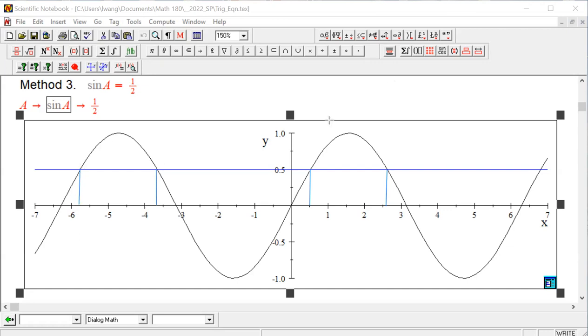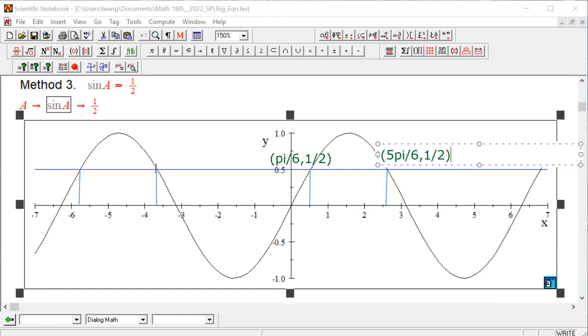For each one of the points, let's mark these points. I really want you to understand this method. This method is very visual, and very, very useful. The first point is pi over 6, comma, half. So we have a solution pi over 6. The second point here is 5 pi over 6, and the ratio is half.